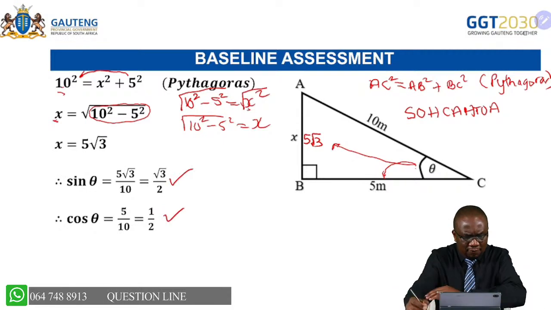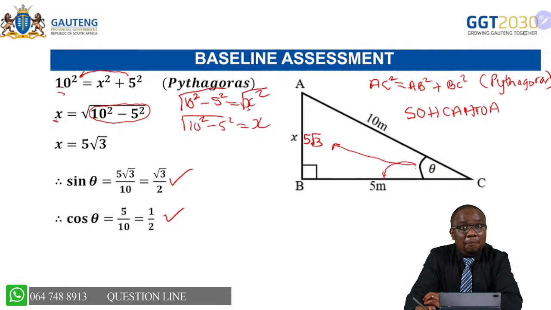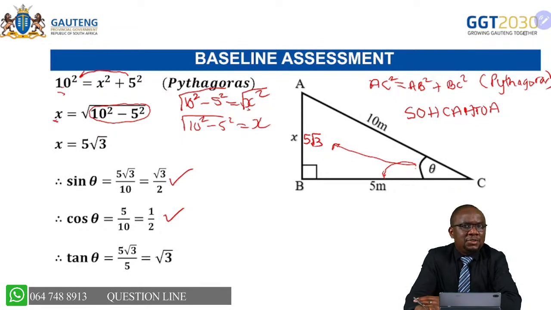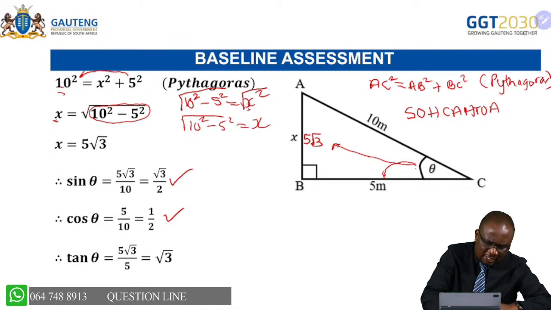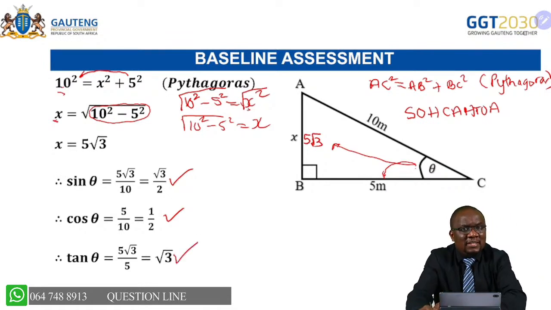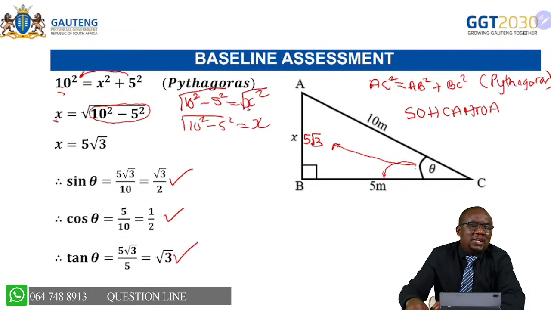Then we move on to tan theta. Tan theta is opposite over adjacent side. So it's going to be 5 root 3 over 5, which is root 3. Okay, mark that. Did you get everything correct? Well done.